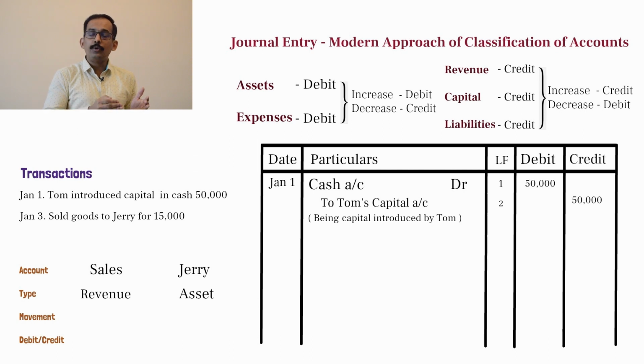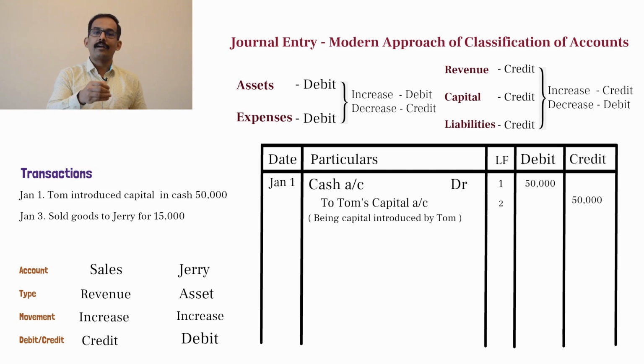So now we need to identify what is the movement in these two types of accounts. Here sales is increasing and there is an increase in the asset as well. So every increase in a revenue account has to be credited and every increase in an asset account has to be debited. Your entry is Jerry account debit 15,000 to sales account 15,000.